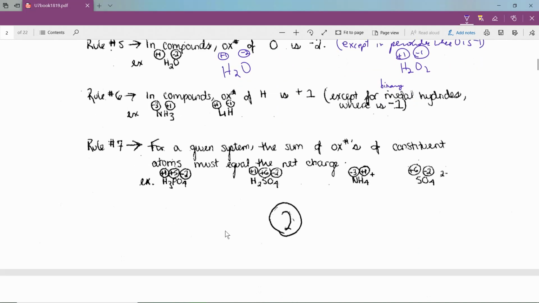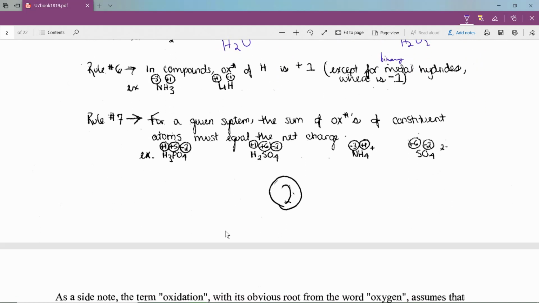Rule 7, I've already alluded to it. For a given system, the sum of oxidation numbers of the constituent atoms, all the atoms that make up the system, must equal the net charge on the system. So there's H3PO4, hydrogen is +1 from previous rules, and oxygen is -2. So then the phosphorus has to be +5, because we're going to have 5 and 3 is 8. Each oxygen is -2, so 8 and -8 is 0. You can use a calculator if you want, but I hope you don't really need to.